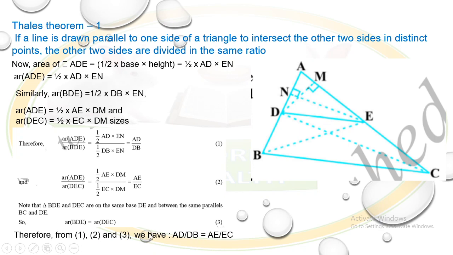Therefore, from 1, 2 and 3 we can write AD divided by DB is equal to AE divided by EC. What we have done: BDE is equal to DEC, so instead of DEC we take BDE, and this equation is equal to that equation. So AD divided by DB is equal to AE divided by EC.